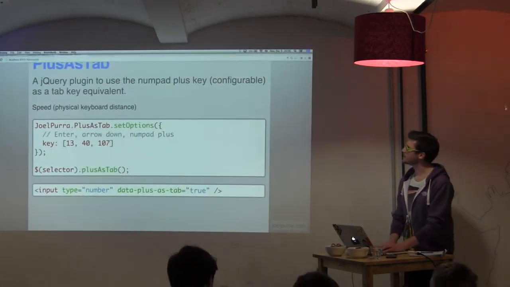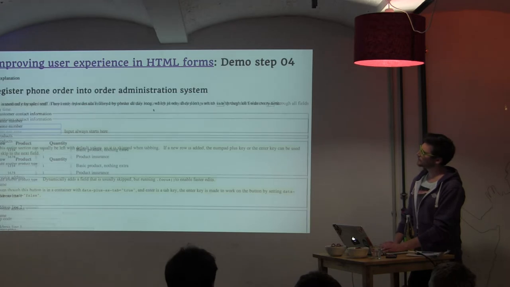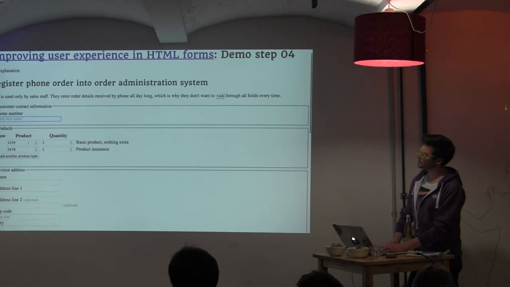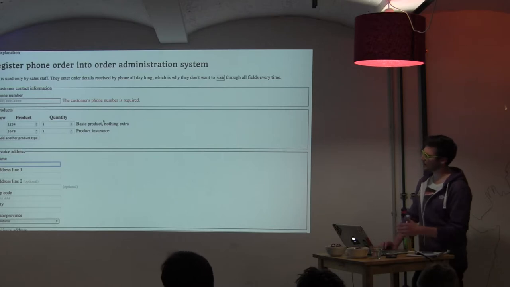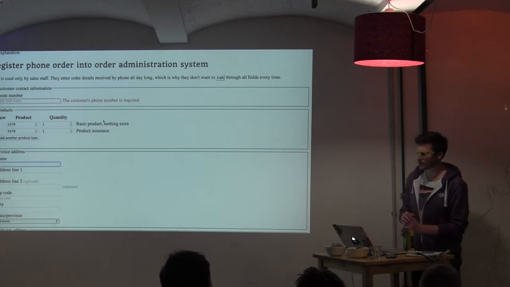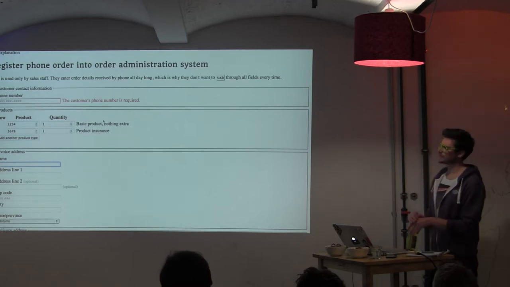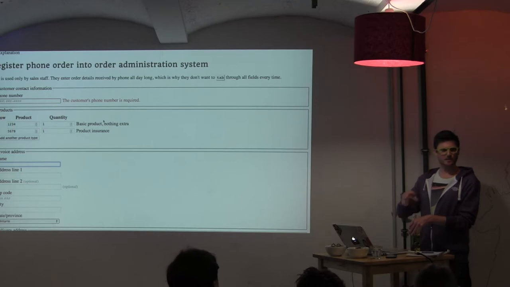Let's see, just a simple example of that. So again, the same form. Here, we have products. I've chosen to skip these products in this demo, they're not important, because usually people calling in to the TV shop are always ordering the basic product with product insurance. And you know the basic product is TV shop.